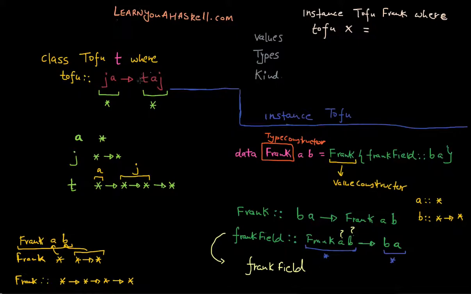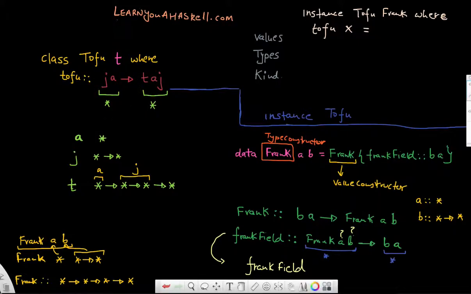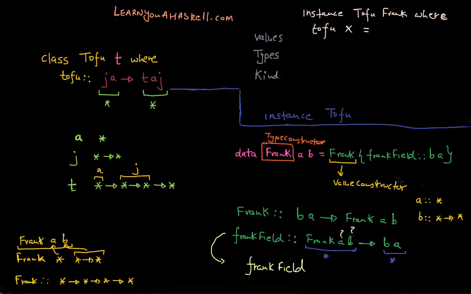Can I make this a little bit more specific? Now I already know what T is. I know that T is, in this case, a Frank, right? So I'm just going to rewrite this. That's my J, A, and in place of T, I'm going to write Frank. I'm still in the type world, and it's going to be Frank A J.